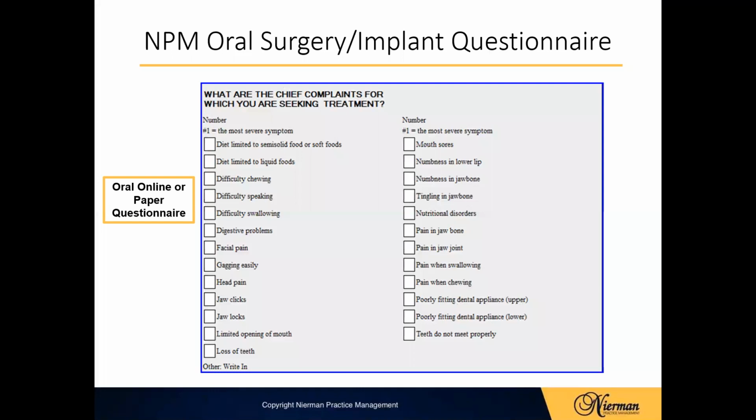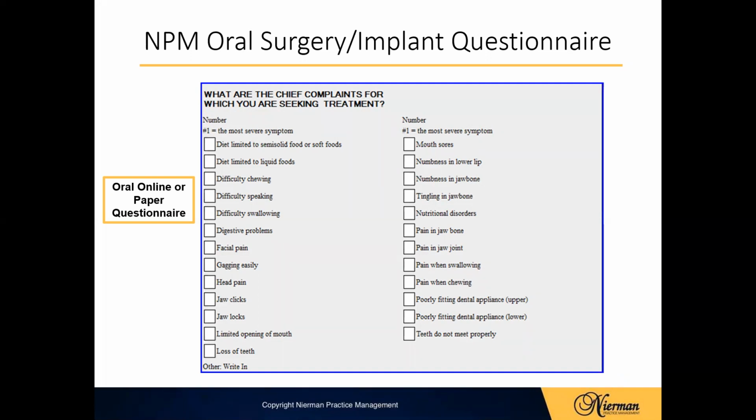Now, the other thing that you want to make sure that you have in your office is a treatment-specific questionnaire. That way you're asking the right questions, whether it's oral surgery that you're performing, TMD, or dental sleep medicine. As you can see, we're asking questions like, is this affecting the patient's function? Is your diet limited to semi-solid or soft foods? That's an important one. Do you have difficulty chewing, speaking, swallowing, facial pain?